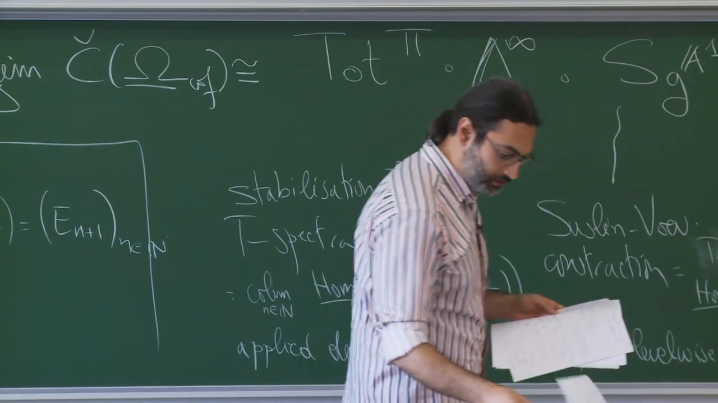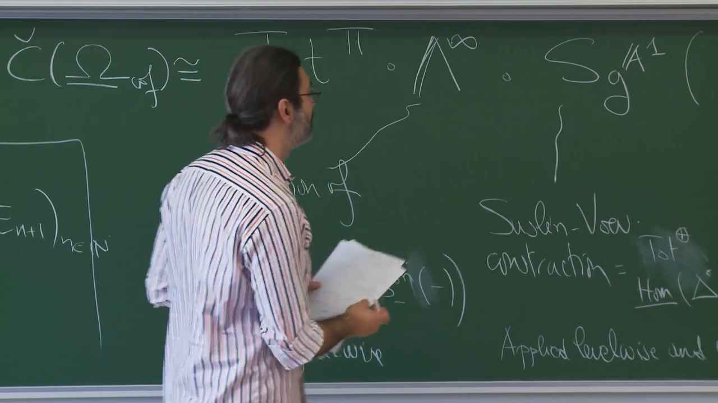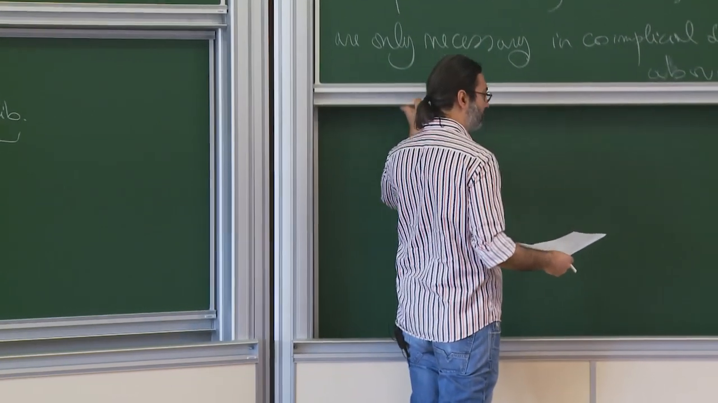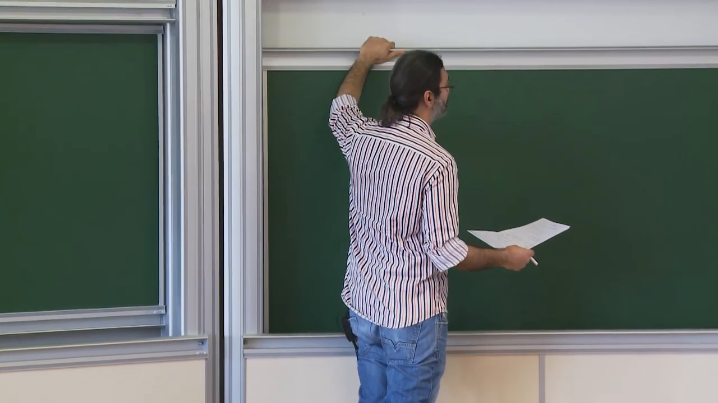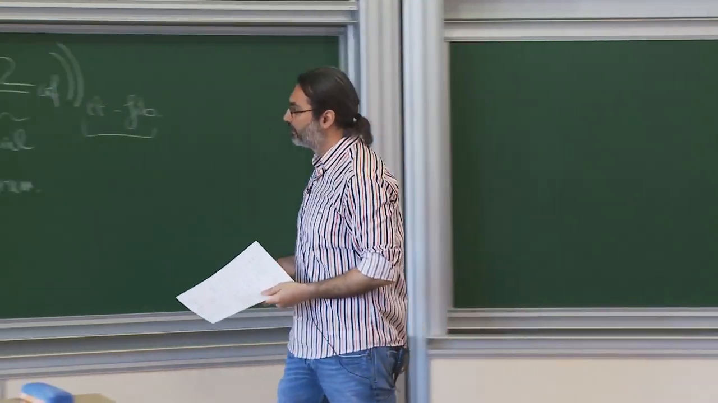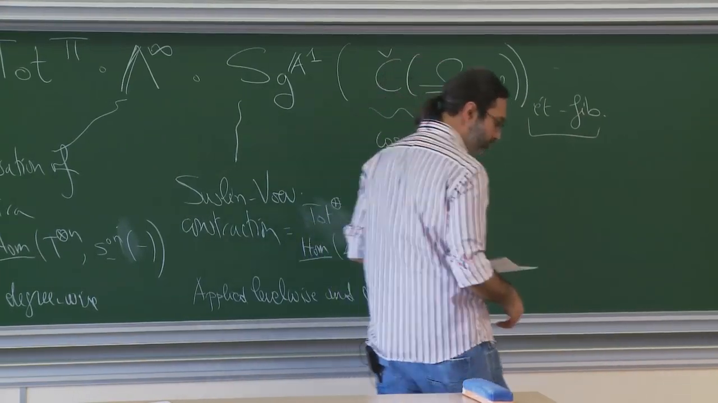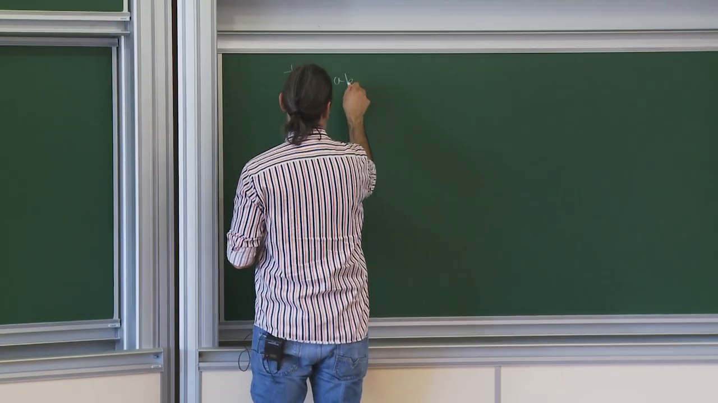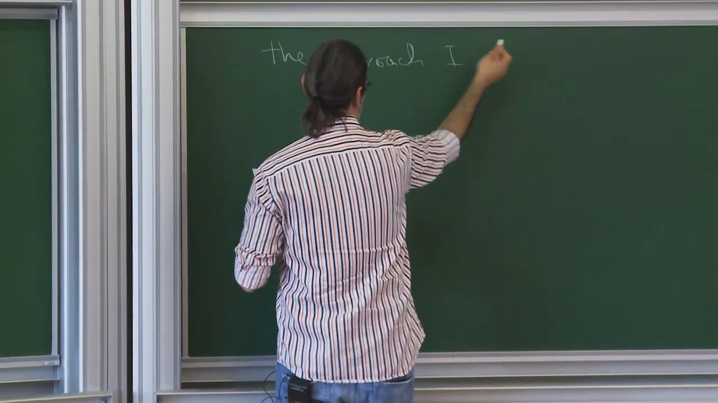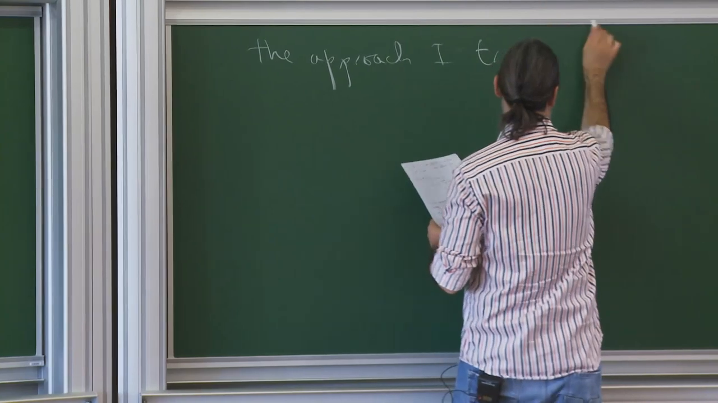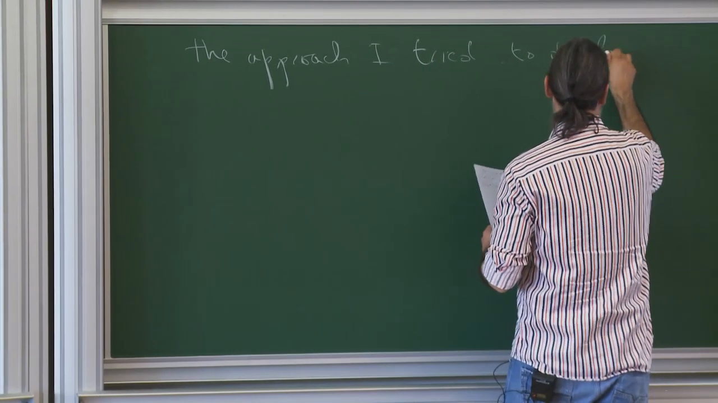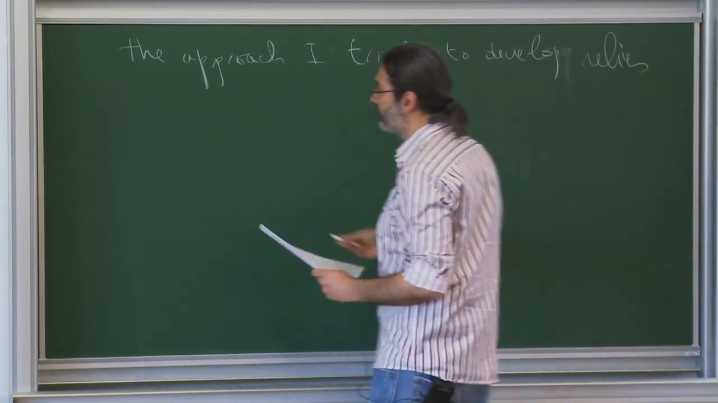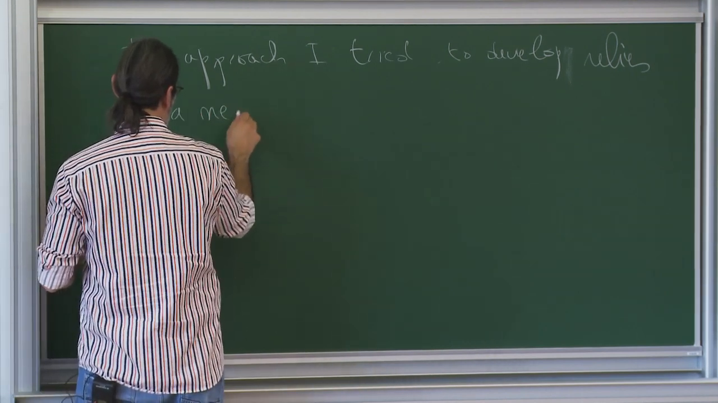Okay, so the approach I was trying to develop to compute this object relies on some new models of this spectrum omega. So the approach I try to develop relies on a new model for the spectrum omega.